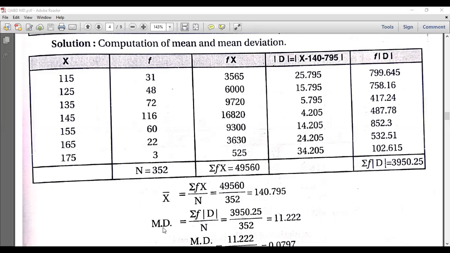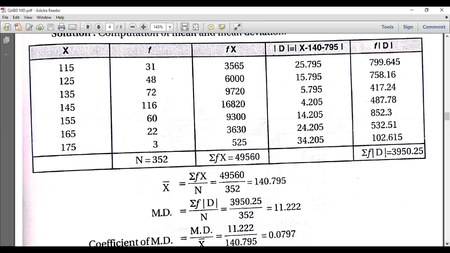To calculate mean deviation, summation of f into modulus of d divided by n. Summation of f into modulus d, we got the value here, 3950.25 divided by 252. We'll get 11.22 is the mean deviation.